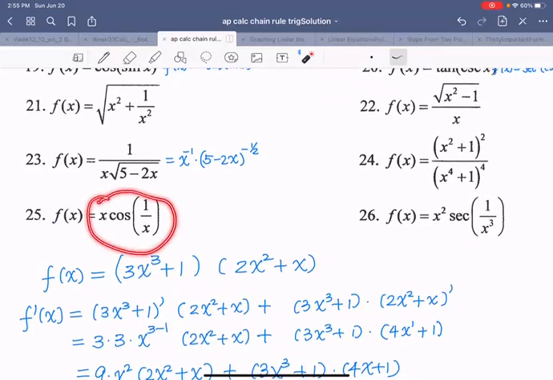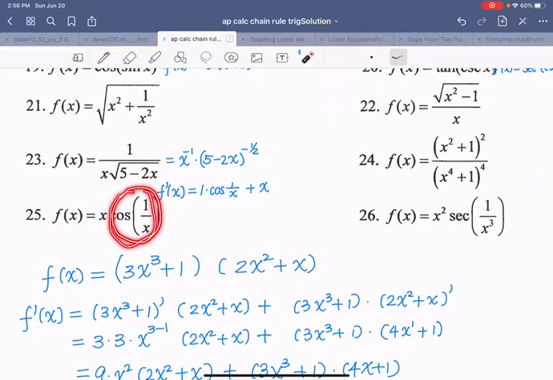This one, you can do the product rule, okay? x's derivative is 1. So you do 1 times cosine 1 over x plus x times this guy's derivative. Cosine's derivative is negative sine of that guy. But is this finished?